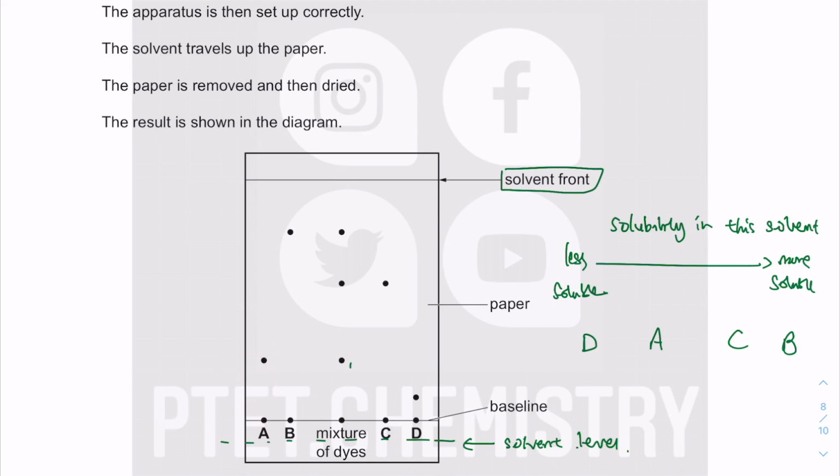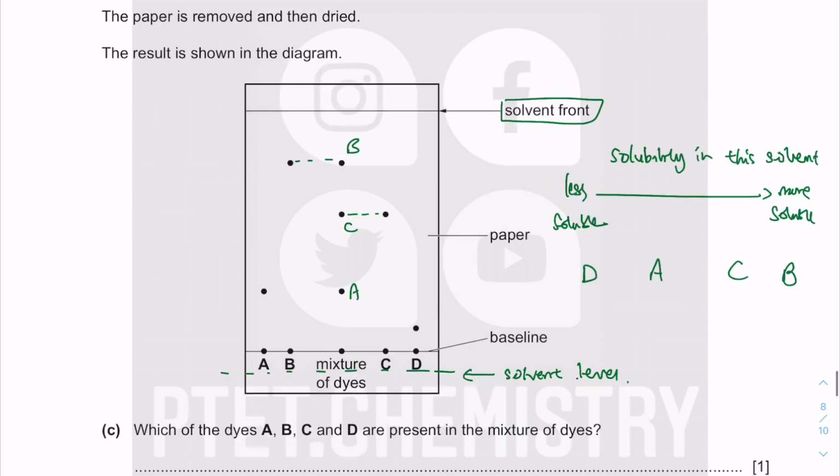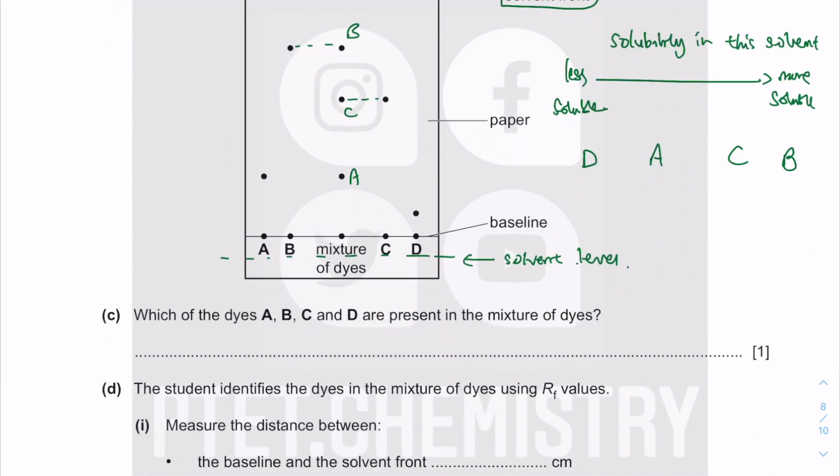So it has A, and then it also has C. The mixture also has B, but the mixture does not have D. There's nothing there in the mixture that contains D. So which of the dyes are present in the mixture? It will be A, B, and C, but not D.